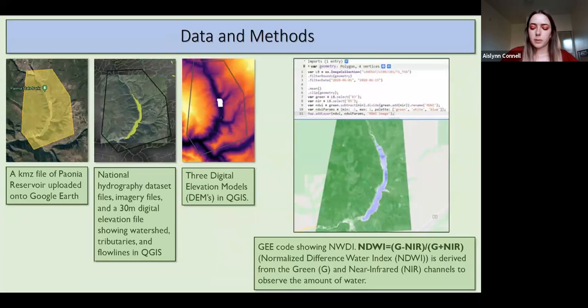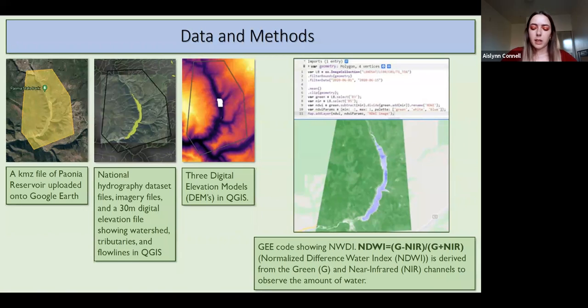So the first thing I did was obtain a KMZ file of my site location, and with this, I downloaded a shapefile from Google Earth, as well as a hydrography data set from USGS, and both of these were put into QGIS to observe the tributaries and watershed.